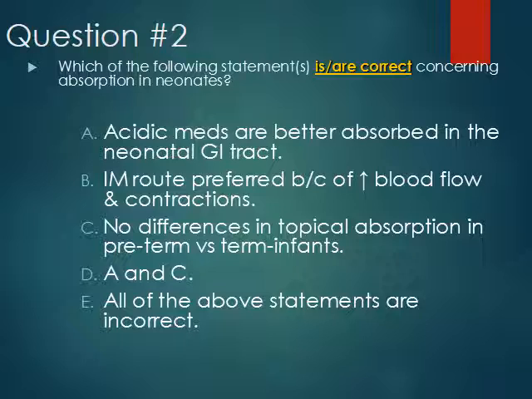Okay, so moving on, which would be correct concerning absorption in neonates? Acidic medications are better absorbed in the neonatal GI tract. The intramuscular route is preferred because of increased blood flow and muscular contractions. There are no differences in topical absorption in preterm versus term infants. A and C, or all of the above statements are incorrect.